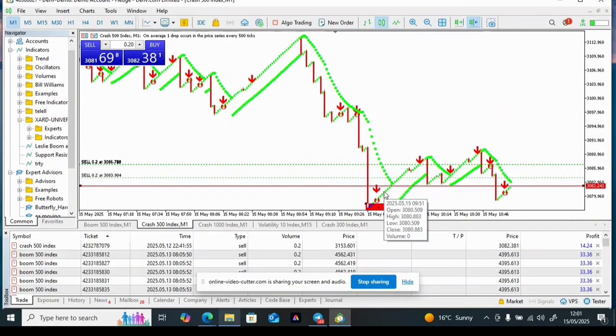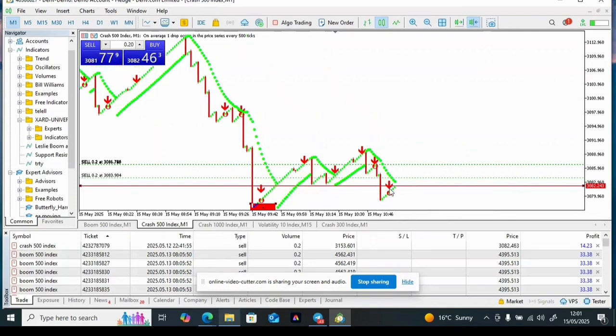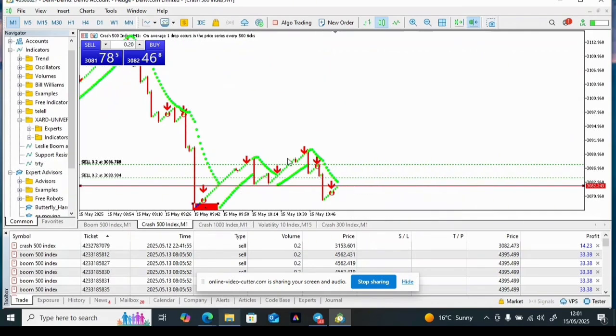Resistance. Once the market crosses over the resistance, it will leave you just a small reaction, and it went. A small reaction and it went. So I think you get what I'm trying to say here.